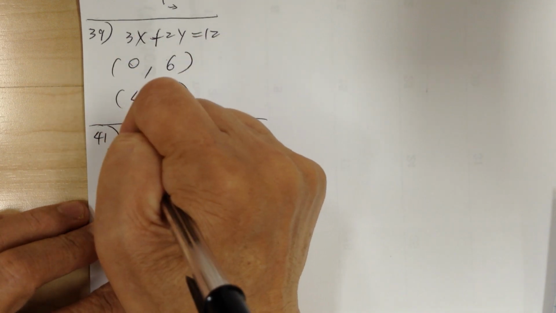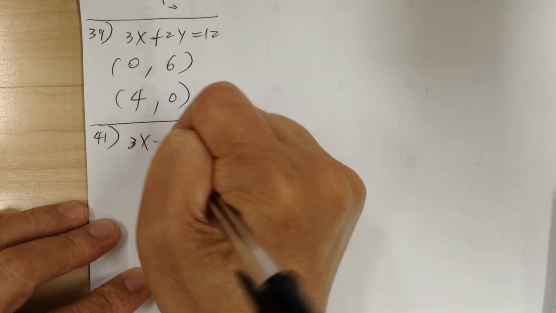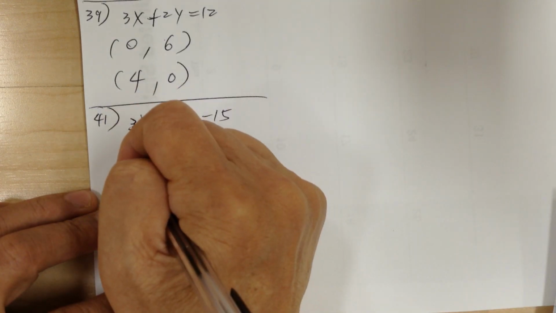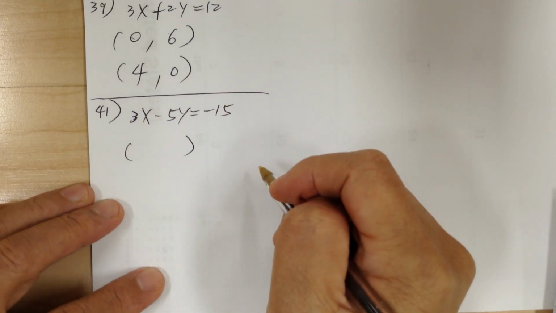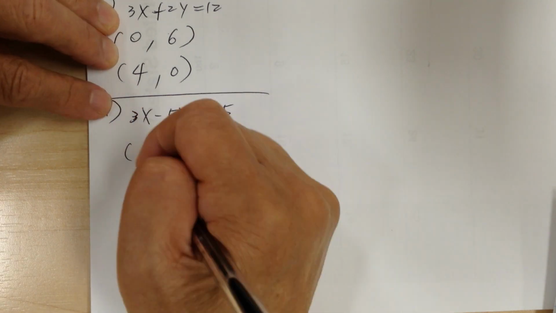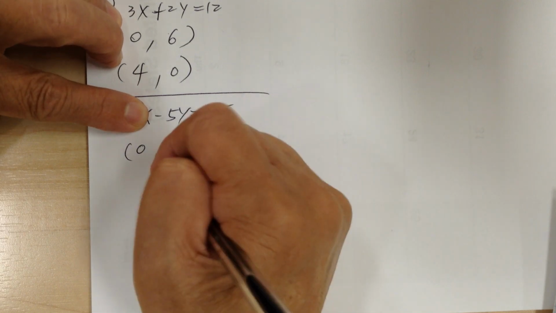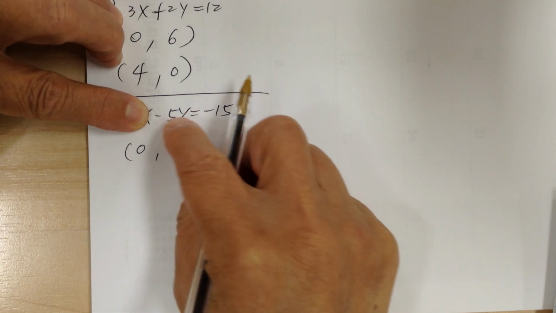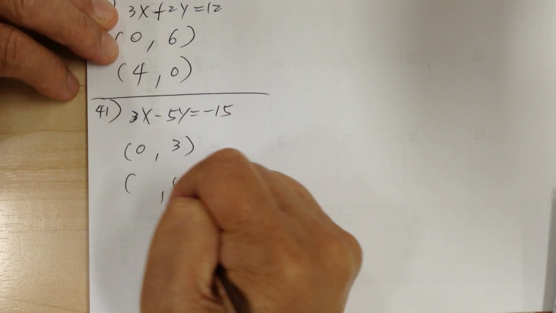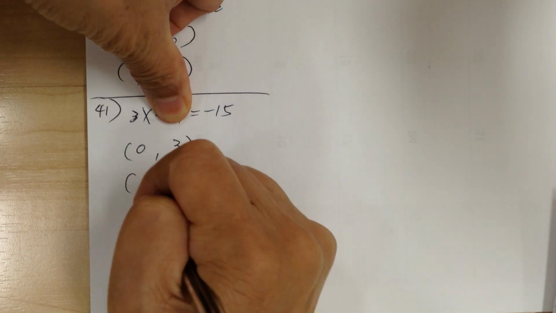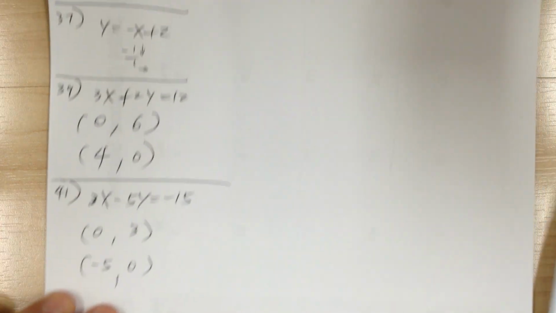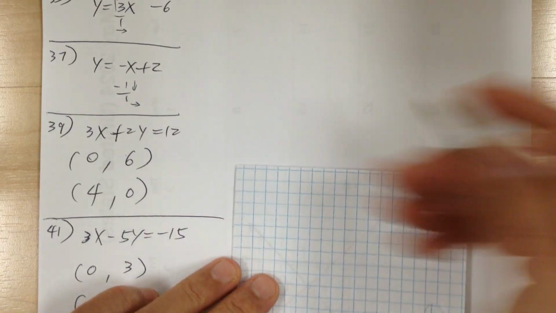You got 3x minus 5y equal to negative 15. Again, don't waste time trying to convert into slope-intercept form. Just use the intercept technique. So x equals 0, so this is gone. So y will equal 3, right? Negative 5 times 3 gives you negative 15. Then after that, you let y equal 0, so this is gone. So x would be negative 5. 3 times negative 5 gives you negative 15. So those are the 2 points that we can use.